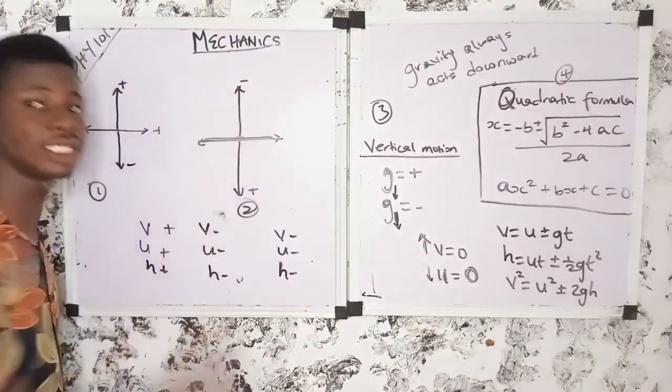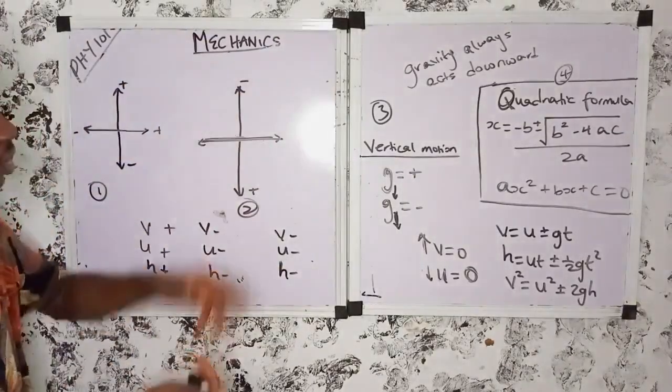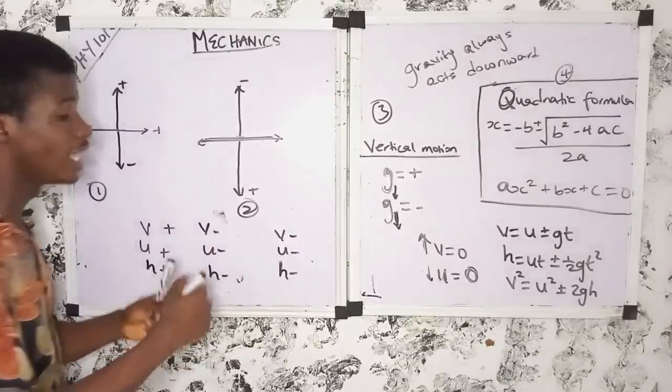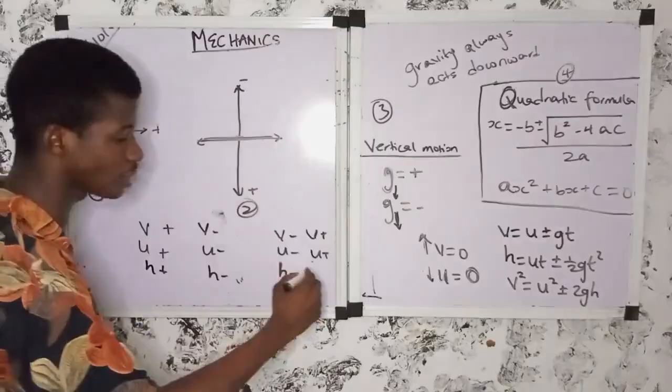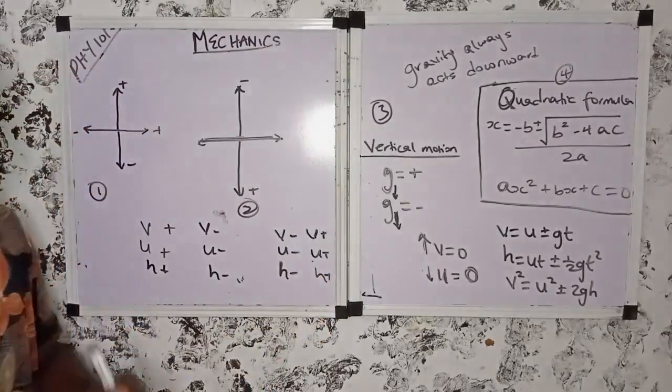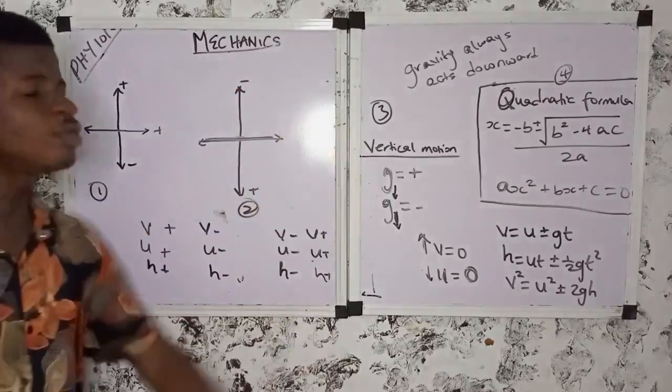Now, according to this coordinate, when a body is falling down, the final velocity will be positive, the initial velocity will be positive, and the displacement will be positive as well. Right. Now, let's move back to G.